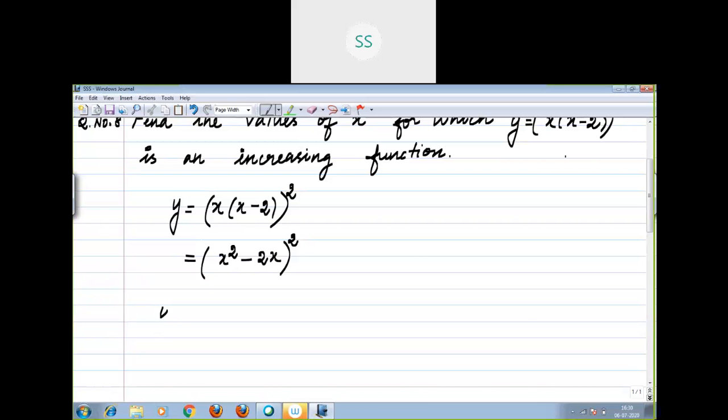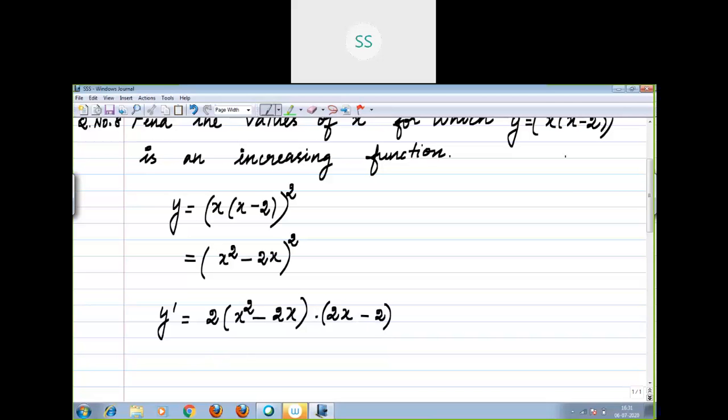y dash is equal to, first you apply the derivative of x power n. That means 2 into (x square minus 2x) to the power 2 minus 1, which is 1, so no need to write it. After that, what exists inside the bracket, you differentiate. Derivative of x square is 2x, minus 2x gives minus 2.